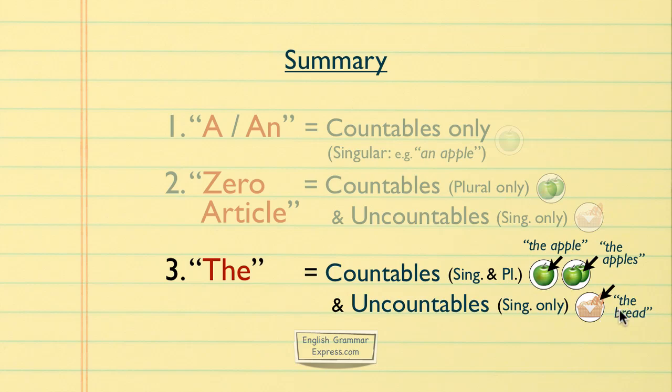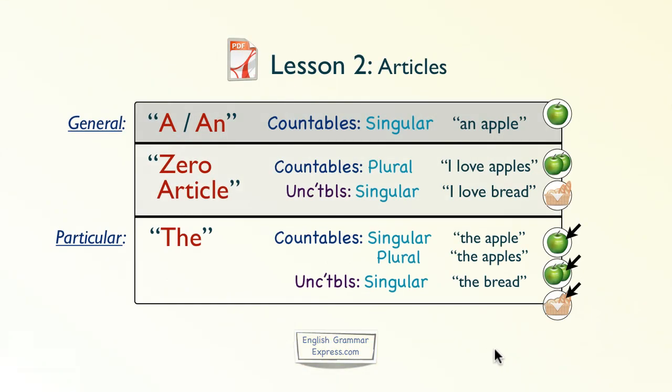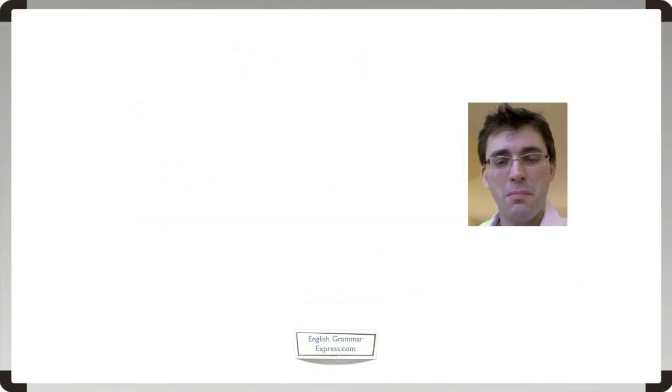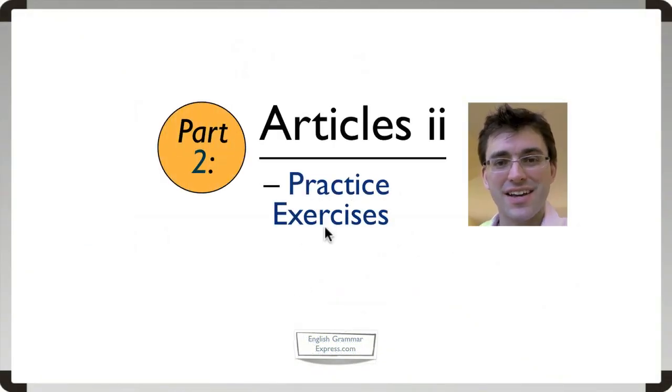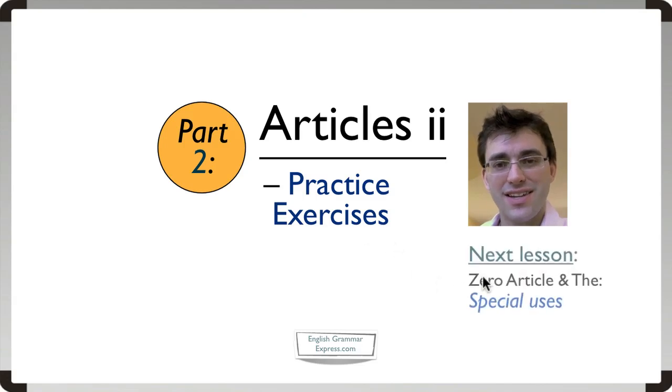So that's the end of this lesson. Here is the PDF for you to download. And as you can see, it has all the examples we've looked at in this lesson. Join me in part 2 for the practice exercises. And in the next lesson, we're going to start on the special uses of zero article and the. Now, these are really important lessons, and they come with lots of pictures to help you remember the examples given in the lessons.